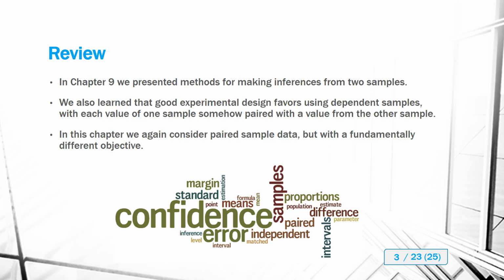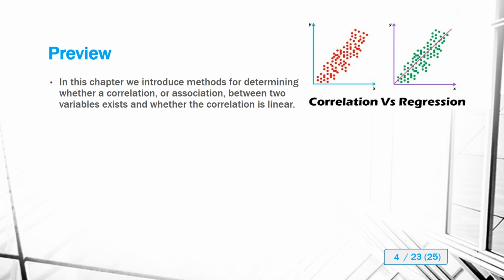So here in the first section, let's review what we've already covered. In Chapter 9, we looked at models for making inferences from two samples. We also learned that good experimental design favors using dependent samples. So the value from one sample is going to be somehow paired with a value from another sample. We're going to take this concept of paired sample data, but we're going to examine the concept from a fundamentally different perspective because we have a different objective in mind.